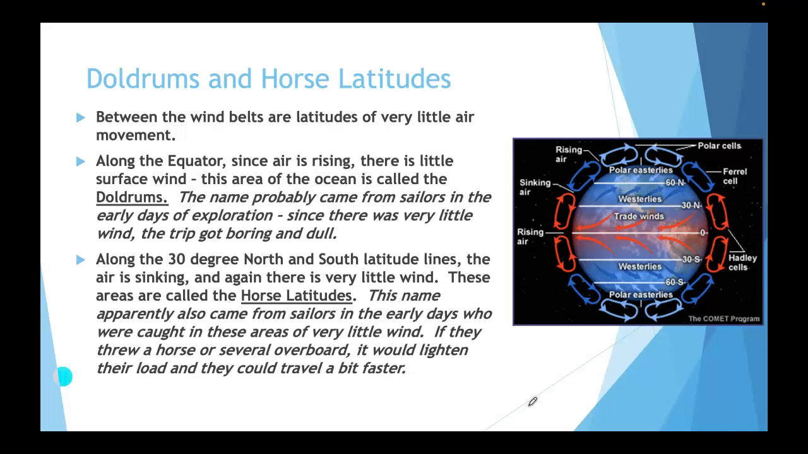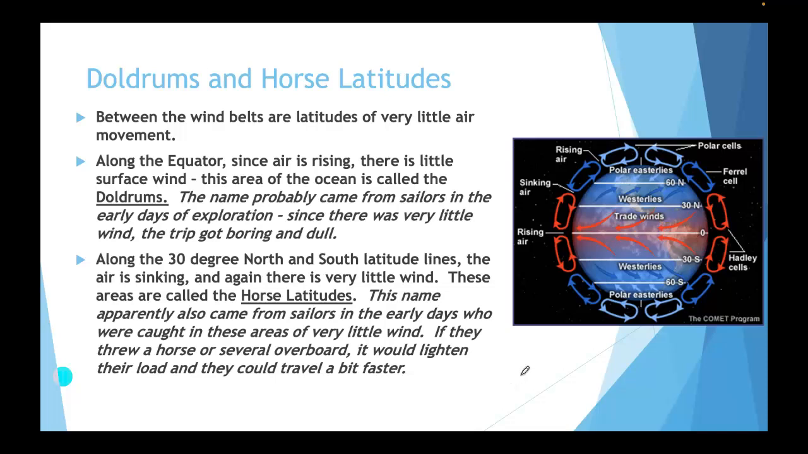All right. Then the doldrums and the horse latitudes. So between the belts are latitudes where there's very little air movement. This is where the air is either sinking or rising. And so we have 2 special ones along the equator. Since the air is rising, there isn't a lot of wind. And so this is called the doldrums. And I think it's named from sailors in the early days of exploration. Since there was very little wind, they didn't move very fast. The trip got very boring and dull. And so it's become known as the doldrums. At 30 degrees north and south latitudes, the air is sinking, and again, very little wind.